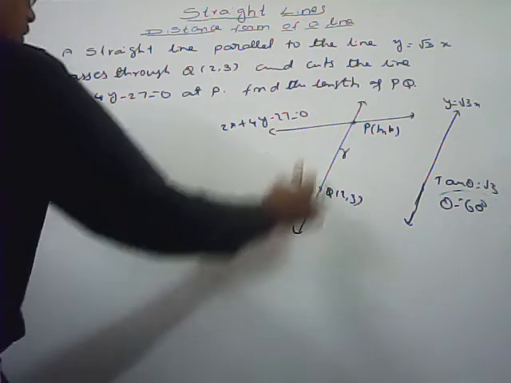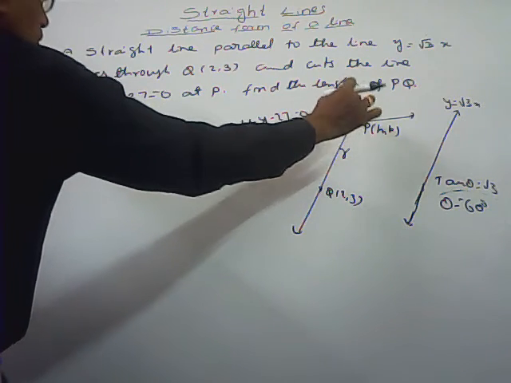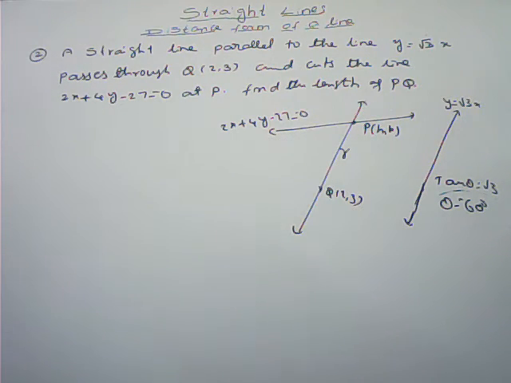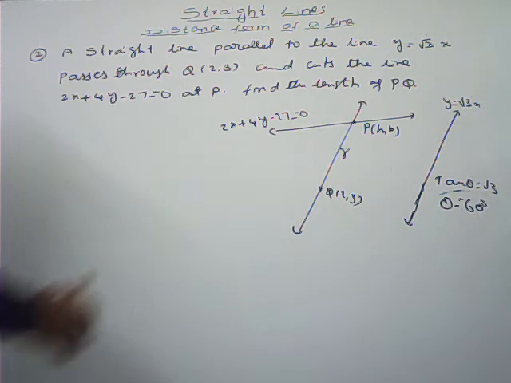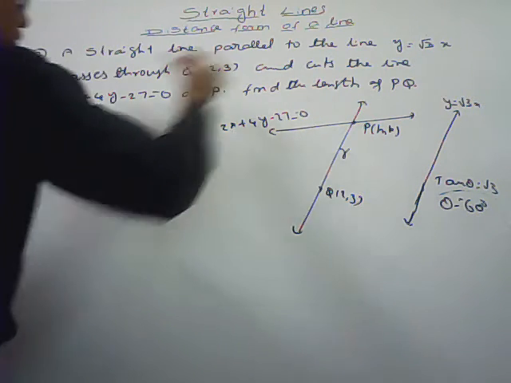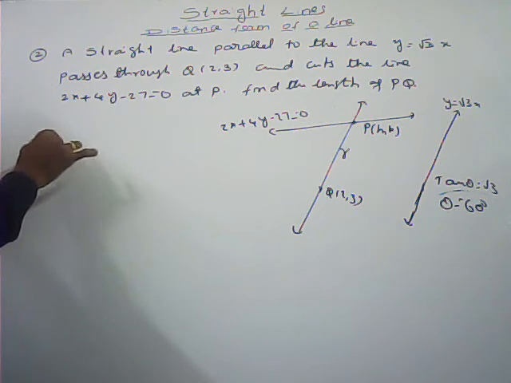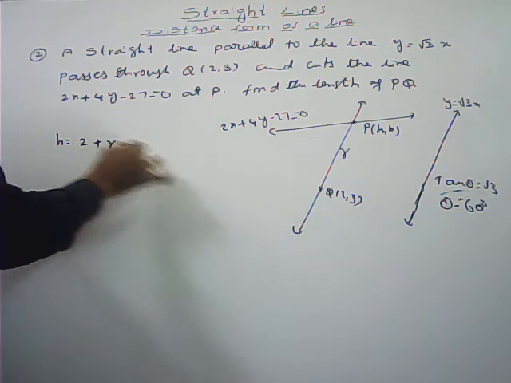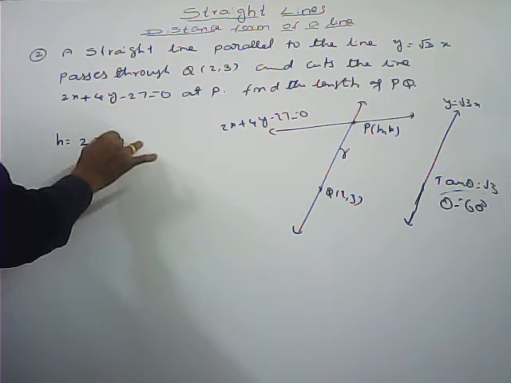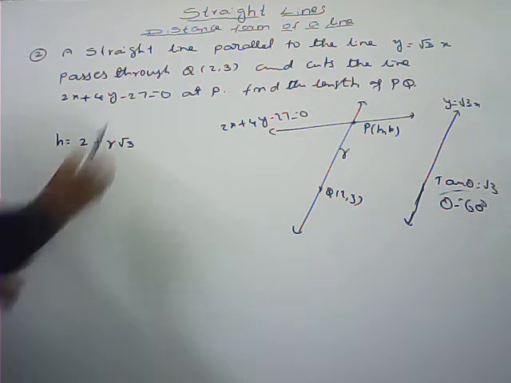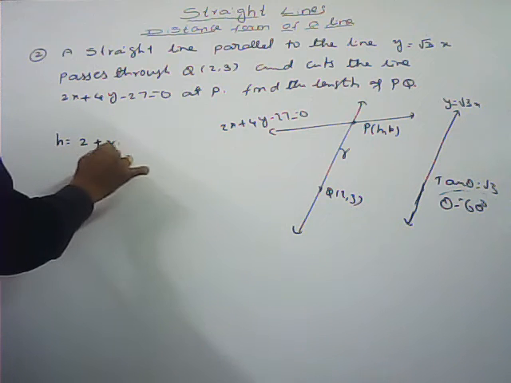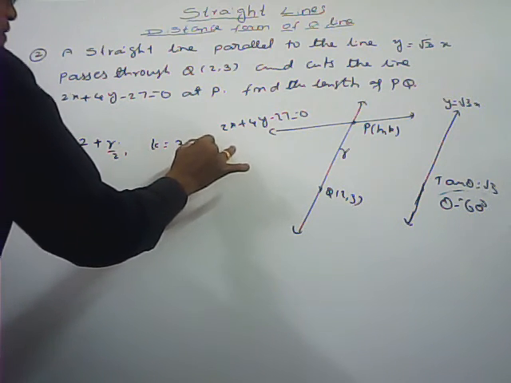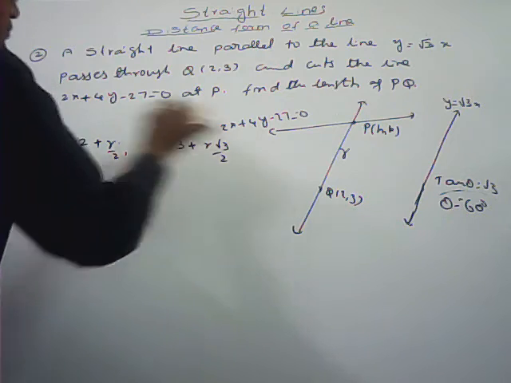Here this line cuts this line, so we want exactly one point only. That's why I am not using plus or minus. Then I am writing the parametric equations. h is equal to x1 plus r cos 60, and cos 60 is 1 by 2. And k is equal to y1 plus r sin 60, that is root 3 by 2.